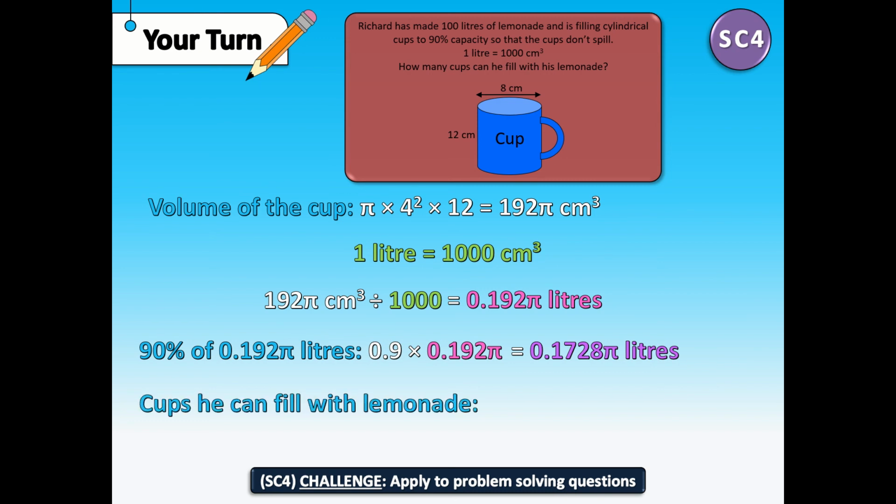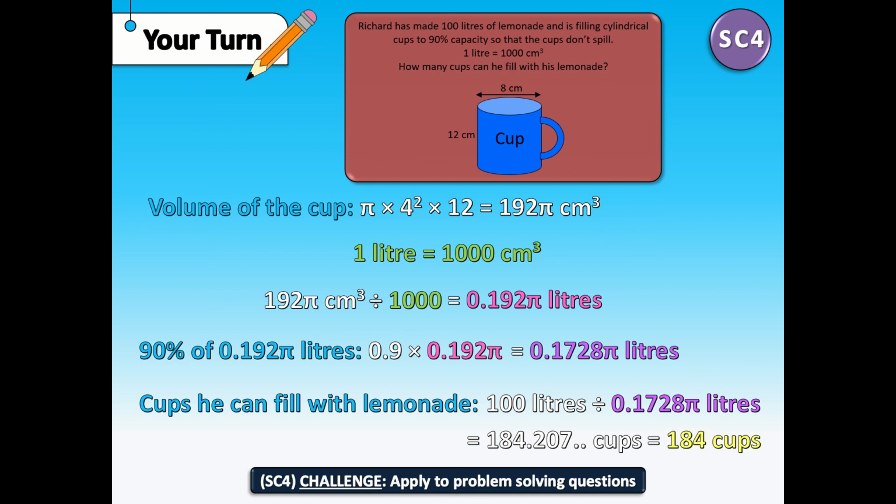So the cups you can fill with lemonade will be 100 litres divided by that. So we can fill 184.207 cups. So we need to round that down. So the answer is 184 cups.